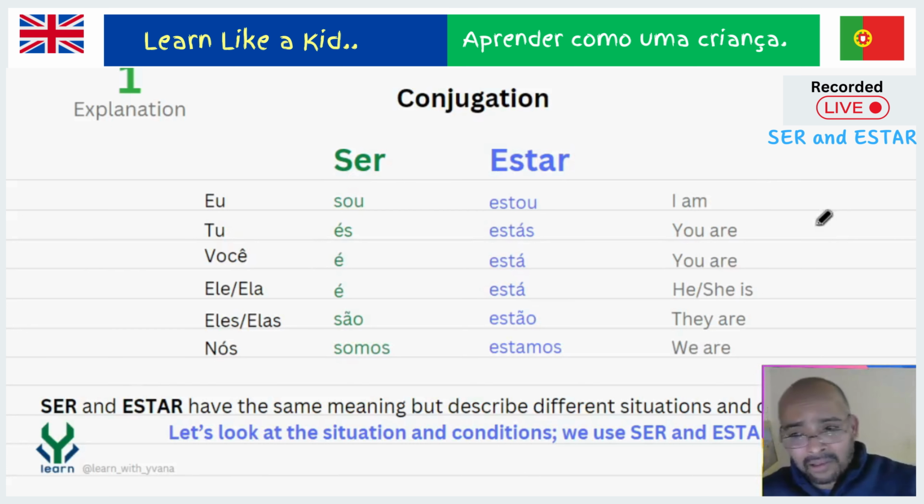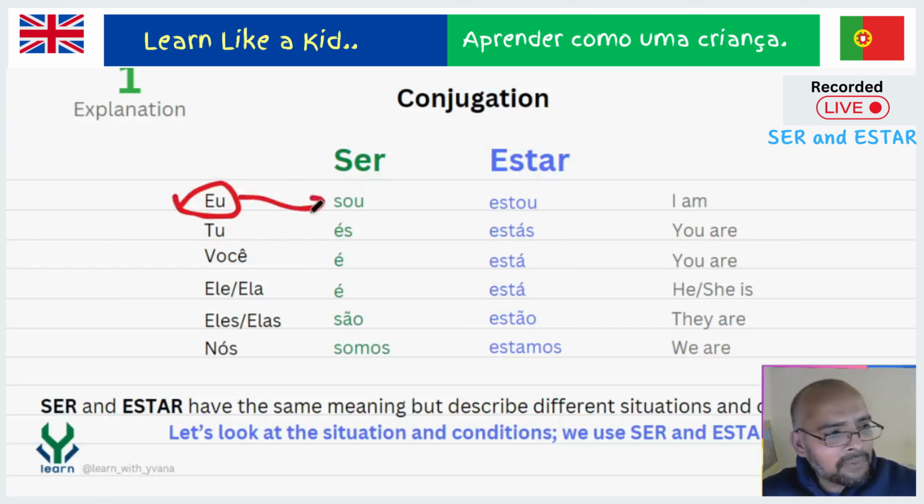Because the verbs estar and ser are technically used for the same thing, but the situation is different, right? For now, just understand that if you want to use the verb ser and talk about yourself, that means "I", you say "yo soy". And if you want to use the verb estar, don't worry if it is a bit confusing, it will be clear after some examples. We use "yo estoy", right?